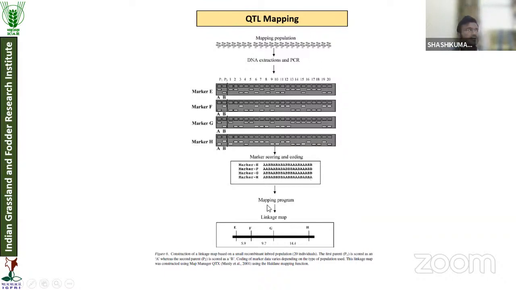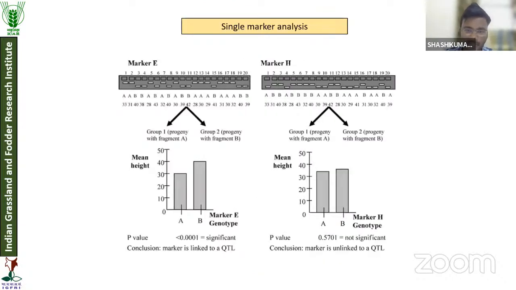Then, using software, you develop a linkage map in the RIL population. This is for linkage mapping. You go for phenotyping this RIL population in multiple locations, and then using software like QTL IciMapping or QTL Cartographer, you identify the QTL.